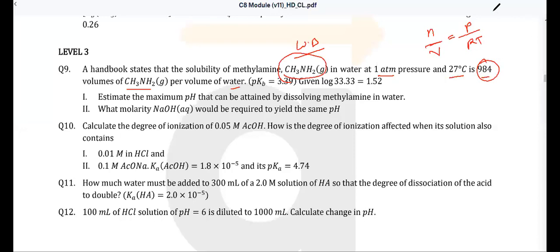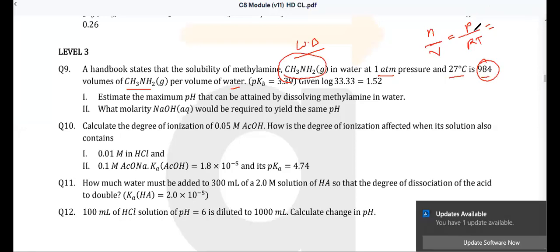Okay, now we know that this P, what is this P? Tell me.